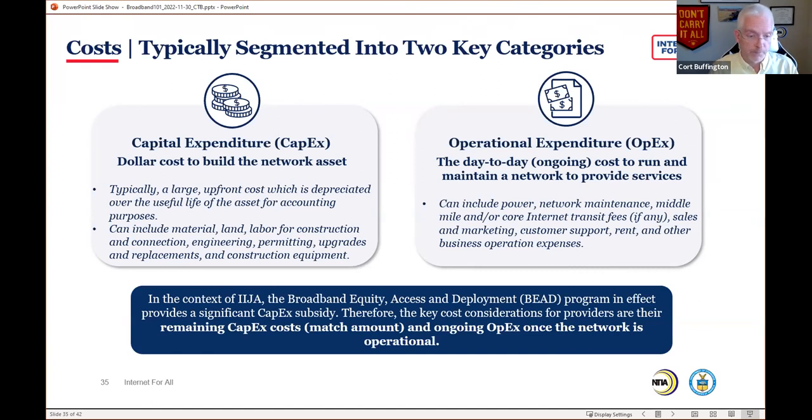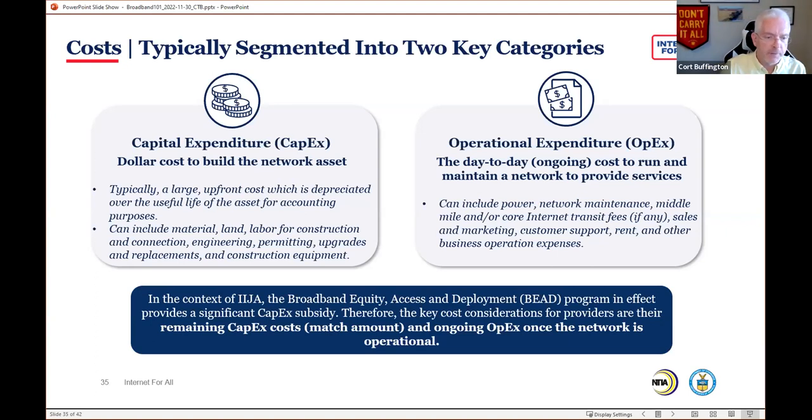And then there are operational expenses that involve the day-to-day ongoing recurring costs of operating a network in this case. Material, land, labor, engineering, permitting, equipment, that's all CapEx. Power, network maintenance, sometimes there are fees if a network operator is purchasing transport service, say a local access provider is buying transport from another provider to get from their network up to an internet exchange point, that would be an operational expense.